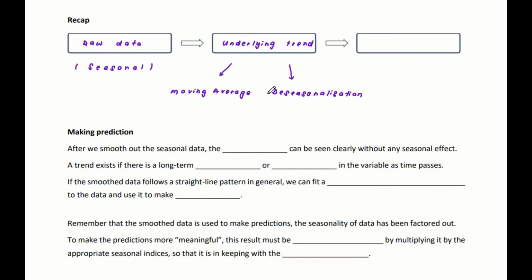Using this data, today we are going to look at how we do prediction. For the underlying trend, after we have found the data without any seasonal effect, what we are going to do is a linear regression. Then after that, we put it into the part where we do prediction. We'll come to this part again. Let's go through the notes part first, then after that I'll come back and explain it again.